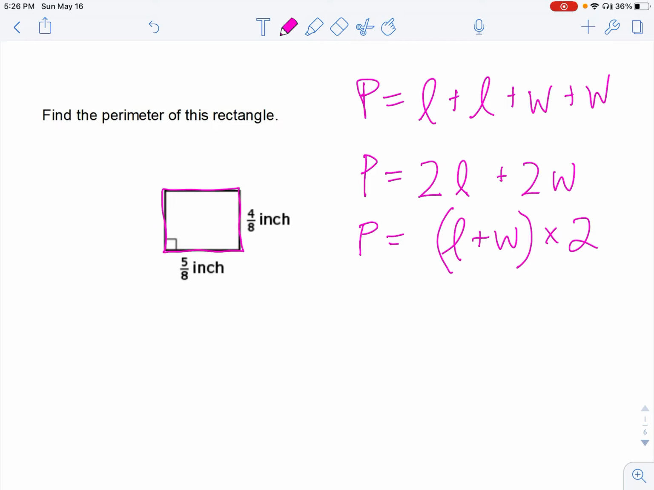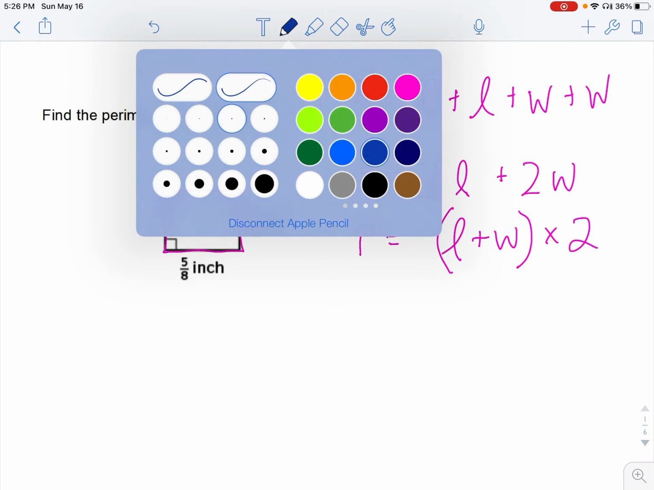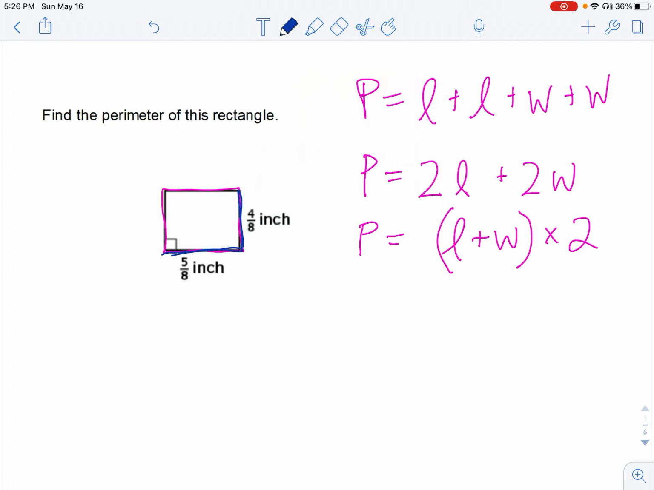I know that my length plus my width would be 5/8 plus 4/8 equals, when we add fractions, we keep our denominator the same, good, and add the numerators, so I would get 9/8, and that's 9/8 inches, right? That's just 2 of the sides, when a rectangle obviously has 4 sides.